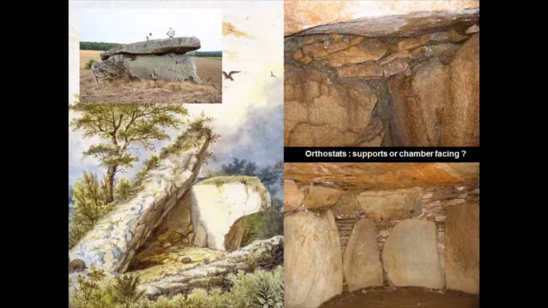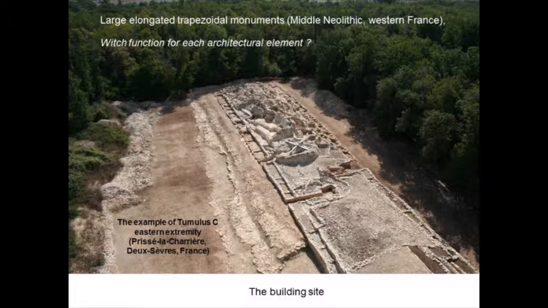In some cases, especially in calcareous materials, you have some orthostats that are 20 centimeters thick. They cannot support anything. They are just facing. So I don't say that all the orthostats don't support anything, I don't say that all the orthostats are just facing. I just say that we have perhaps to think a bit more, especially in Western France, whether it is or not. It's not so obvious as that.